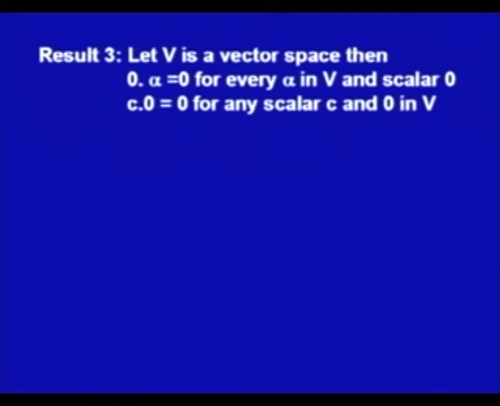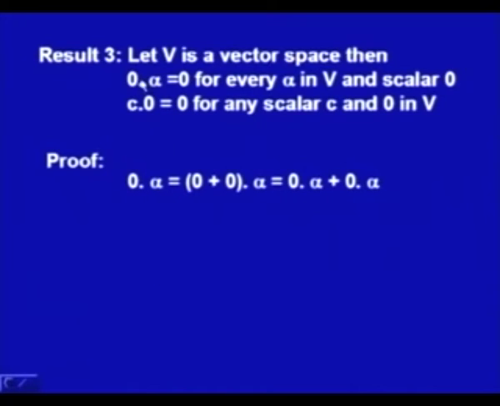Now, the next result says that if V is a vector space, then 0 multiplied by alpha is equal to 0 for every alpha in V and scalar 0, and C multiplied by 0 is equal to 0 for any scalar C and 0 in V. Now, one thing is to be observed here, that this 0 and this 0 are different. This 0 is a scalar. When multiplied by the alpha vector, the result is a vector. So, this 0 is a 0 vector, and in this case this is also a 0 vector.